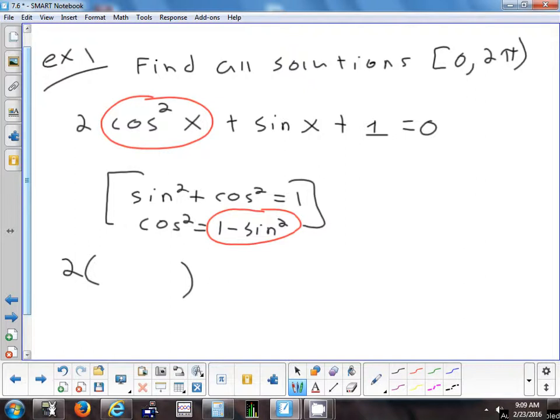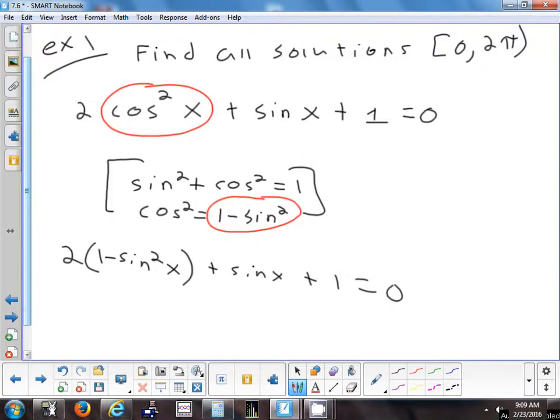So you're going to have 2, and now replace cosine squared with 1 minus sine squared. Keep everything else the same. Why did I put that in parentheses? Because now I'm going to distribute, and I can distribute and combine like terms at the same time.